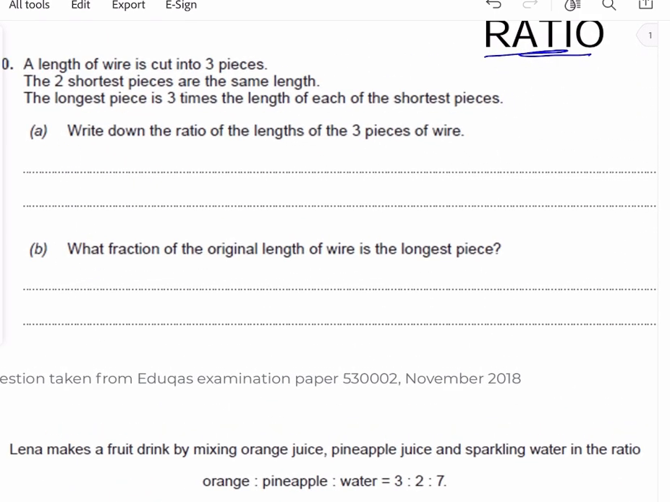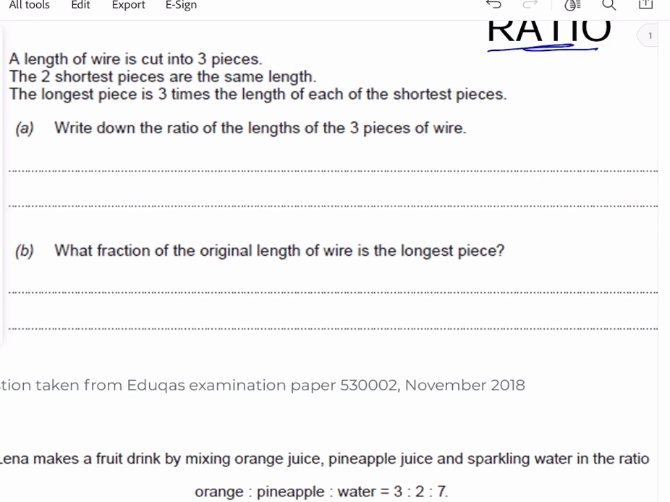A length of wire is cut into 3 pieces. The 2 shortest pieces are the same length, and the longest piece is 3 times the length of each of the shortest pieces. So first imagine you got the wire cut into 3 pieces, 2 the same size, and the last one is 3 times more. That becomes ratio 3, and the first 2 pieces the same size. We're going to mark them as 1 to 1 to 3.